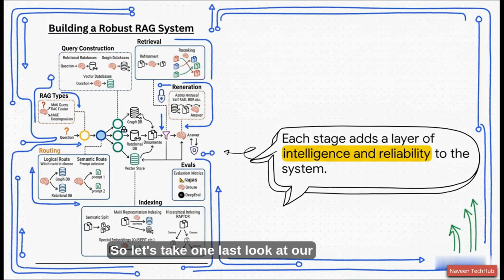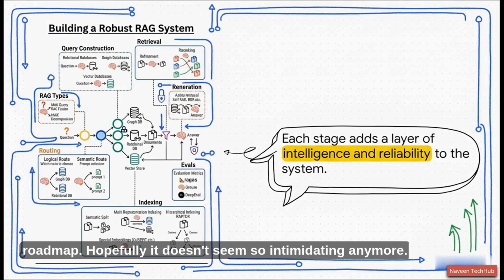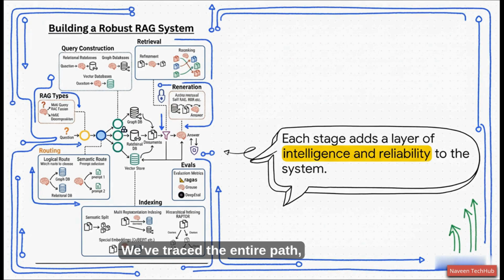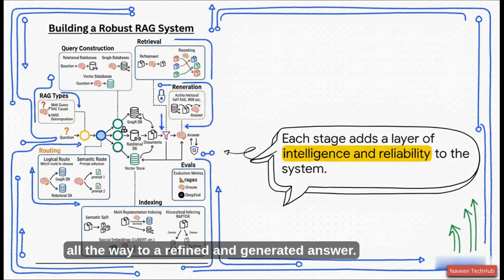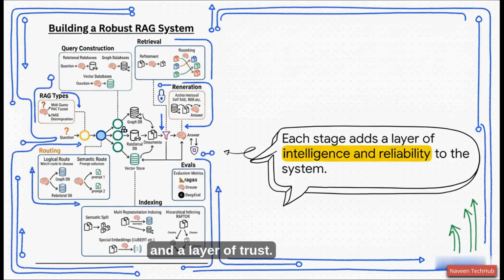So let's take one last look at our roadmap. Hopefully it doesn't seem so intimidating anymore. We've traced the entire path, from a complex question, through smart routing and retrieval, all the way to a refined and generated answer. You can see now that every box and every arrow here isn't just a piece of tech. It's a layer of intelligence, a layer of reliability, and a layer of trust.